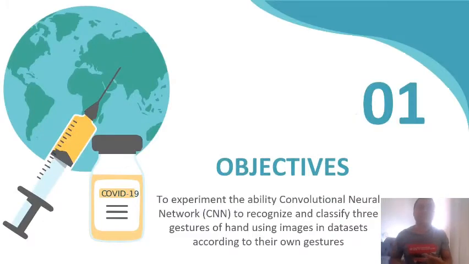Our objective is to experiment with the ability of a convolutional neural network, CNN, to recognize and classify three hand gestures using images in the dataset according to their own gesture.